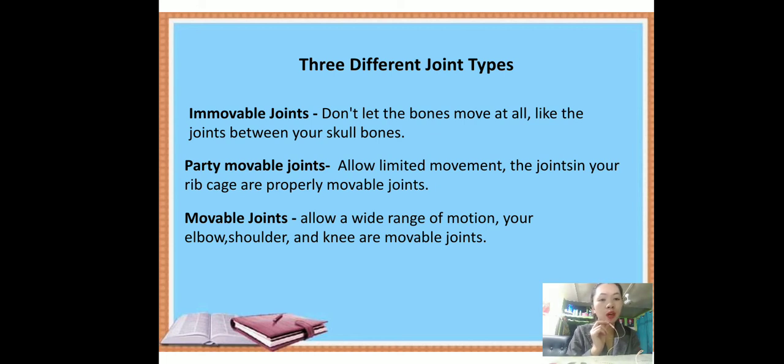Next is partly movable joint. So by the way, it's not partly movable joint, but it's partly movable joints. So it allows limited movement. So if ang immovable joint kay dili siya pwede malihok, ang partly movable kay malihok siya but limited. So the joints in your rib cage are partly movable joints.